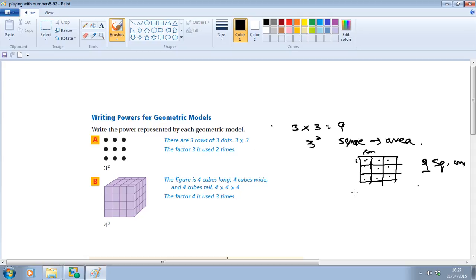So this is called a two-dimensional figure. What is meant by two-dimension? Length multiplied by breadth. What about the next one? Here, length multiplied by breadth multiplied by height.